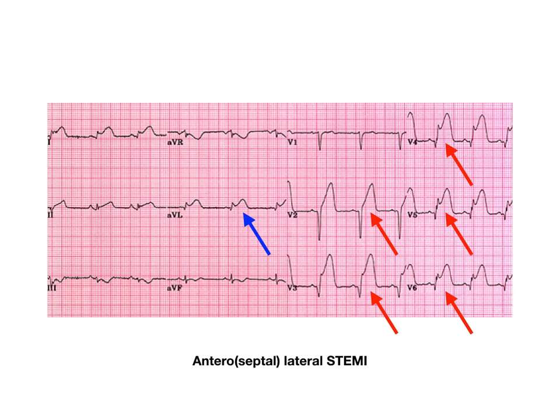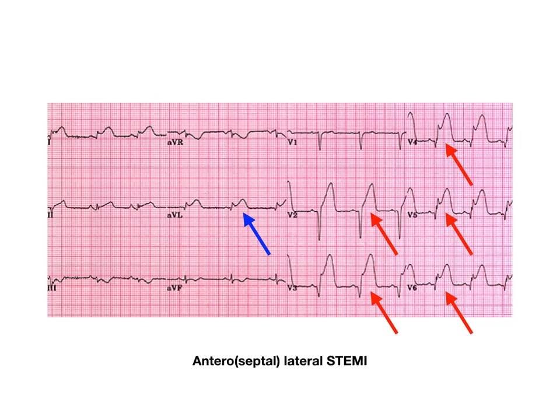And then look at the blue arrow, right? Look at AVL. Not really elevated. So we can localize this mostly to V2 through V6, which would be anteroseptal lateral or anterolateral. Now, on a test, they could simply ask you what type of STEMI is this, and you would pick the answer that says anterolateral or anteroseptal lateral.